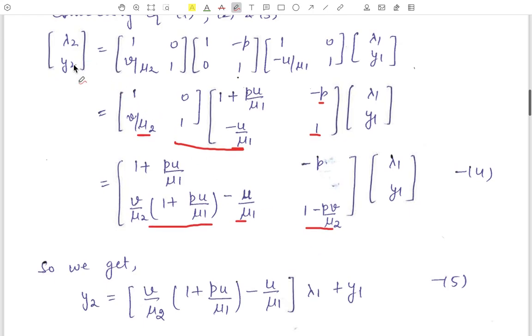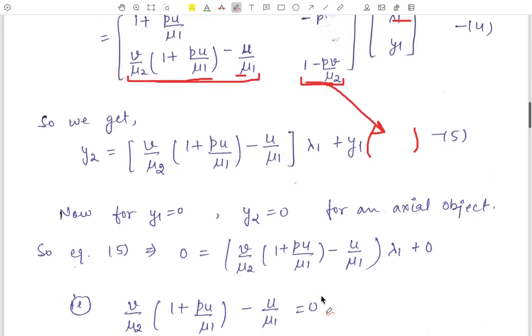So we get the lambda 2 y2 matrix is equal to this matrix into the lambda 1 y1 matrix. From this equation we find out the value of y2, the second coordinate. So this y2 will be equal to this element, that is v upon mu 2 into 1 plus p u upon mu 1 minus u upon mu 1, into lambda 1, plus this element, 1 minus p v upon mu 2, into y1. Here we will write this term also. Mistake: 1 minus p v upon mu 2 into y1.